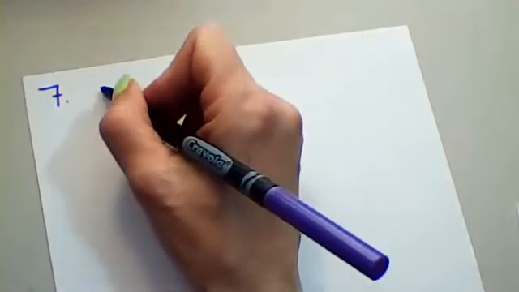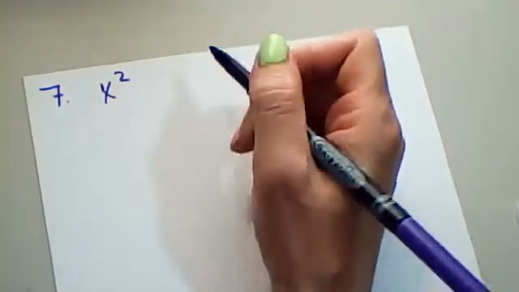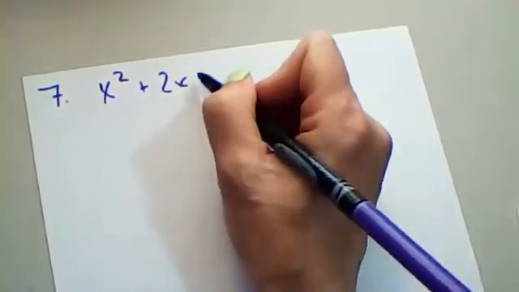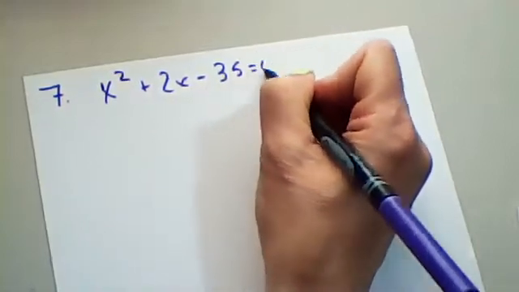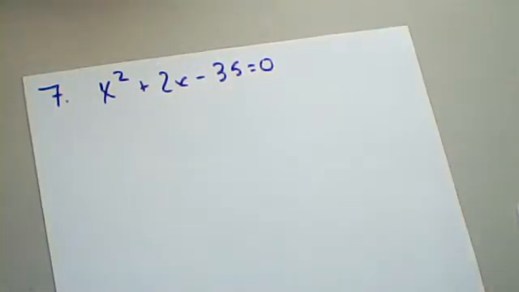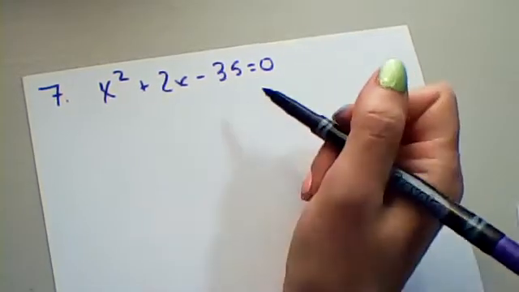All right, let's take a look at problem 7. I like to do a few of these just because it gives you a chance to see how to deal with the different positives and negatives. So we've got x squared plus 2x minus 35 equals 0. At least we're dealing with different numbers than we had in the last 2 problems.